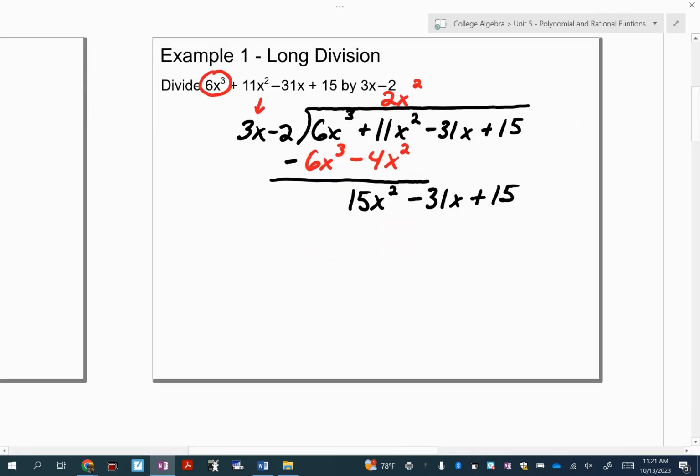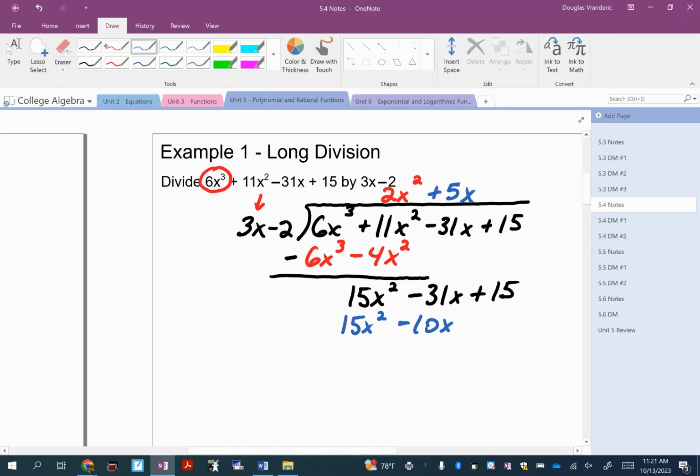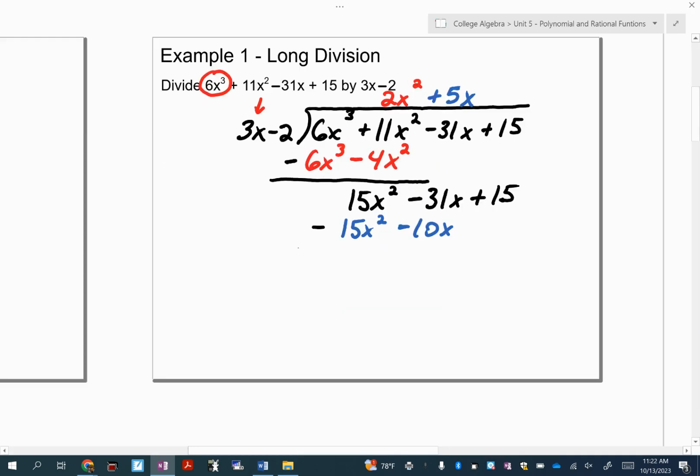So now I'm going to say something times 3x. That's going to give me 15x squared. Well, I know plus 5. 5 times 3 is 15, and then x times x would give me the x squared. Multiply the 5x by the negative 2, and then we're going to subtract. Again, the first one should become 0. Negative 31x minus a negative 10x is actually negative 31x plus 10x, which will be negative 21x. Bring down the 15.